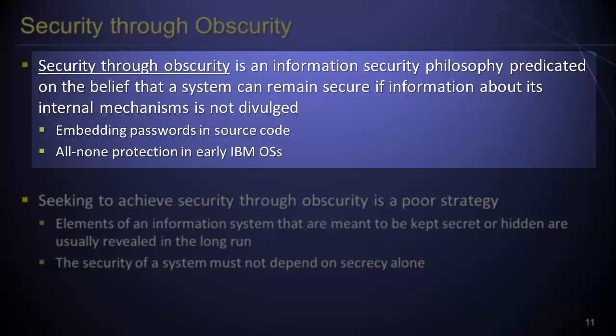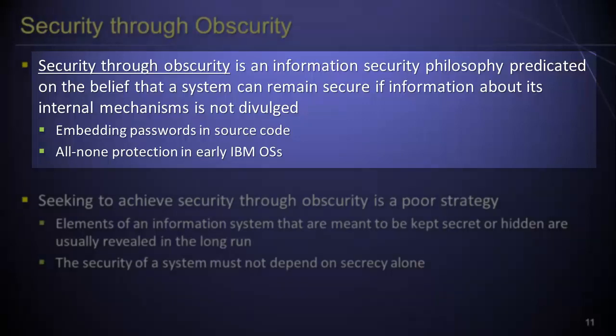Another example of the security through obscurity philosophy is the all-none file protection that was a hallmark of early IBM operating systems. In the all-none approach, access to a file required the user to know the name of the file. Since the operating system would not allow a user to generate a list of the files contained on the machine, not knowing the name of a file was considered a security barrier.